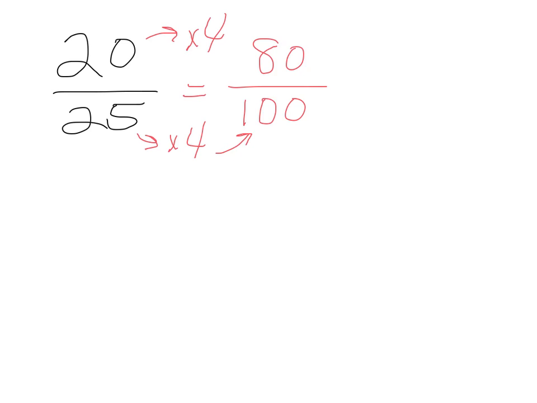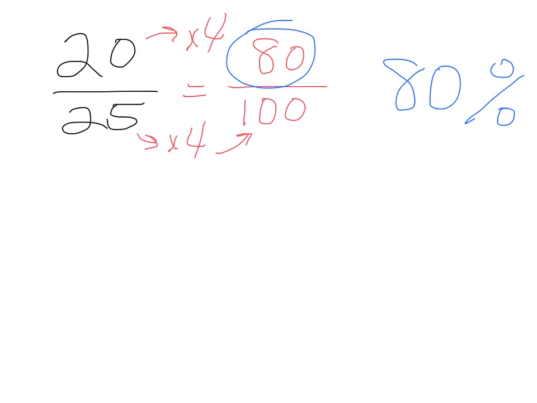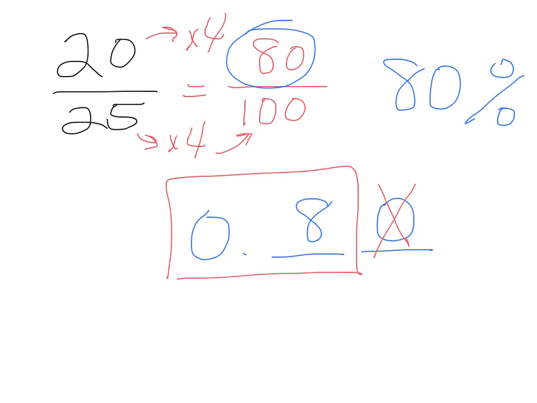And remember, the numerator is going to be the key for percents and decimals. So let's do percent first. Since it's over 100, our numerator just gives us a percent being 80%. And now let's write that as a decimal. So we have 8 in the tenths place and a 0 in the hundredths place. And what do we do with the 0? We just drop the 0. And we're left with our decimal 0.8.